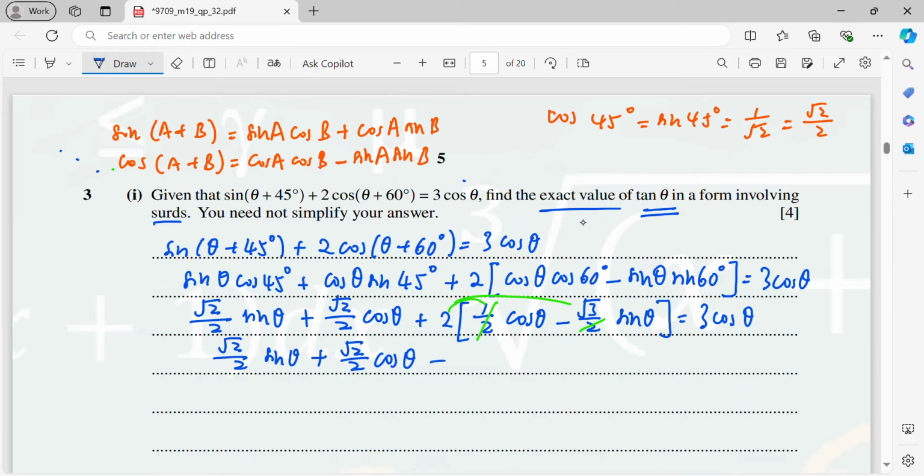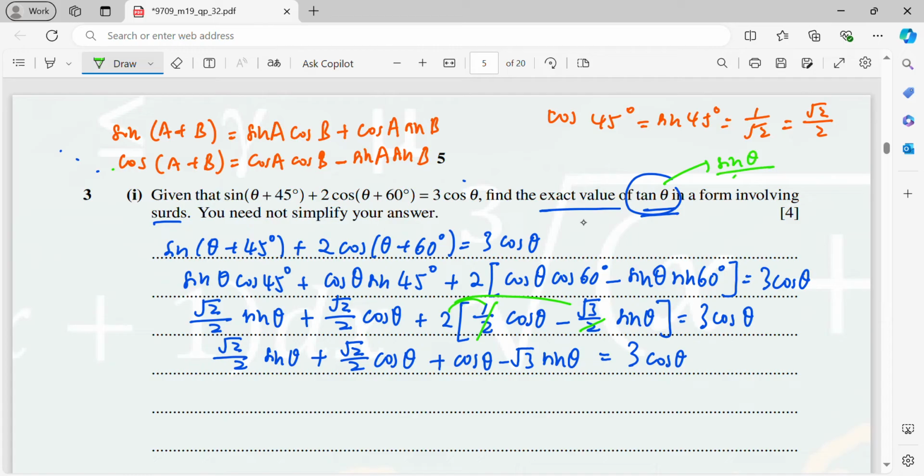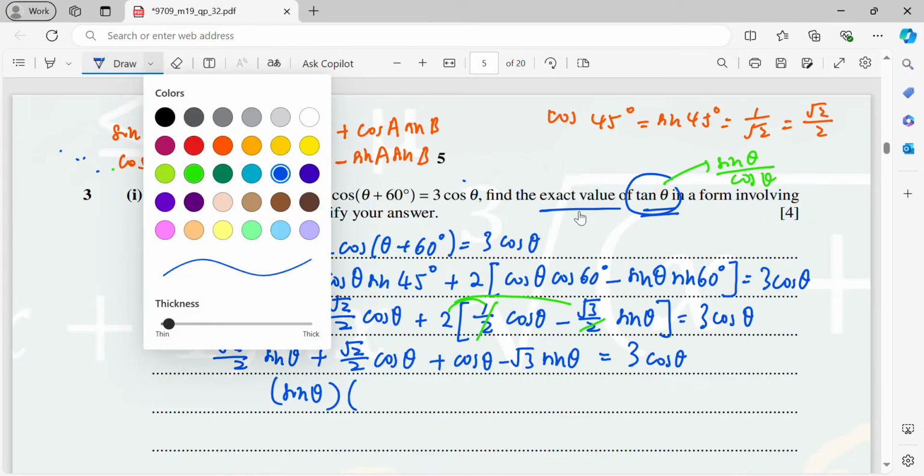Then the next term is going to be plus cos theta, and then it will be minus square root 3 sin theta. So the cos theta on the other side, you can just keep it, because now we need to get tangent theta. We know that tangent theta is basically sin theta over cos theta. Okay, so I will group the sin theta one side and the cos theta the other side. So from here, the sin theta will be on the left side, and at the same time I will factorize the sin theta.